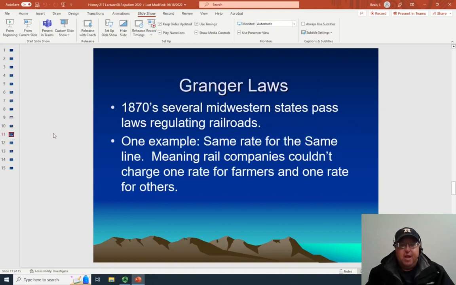Granger laws are more significant in the Midwest, but in the 1870s, several Midwestern states passed laws regulating railroads. One example: the same rate for the same line, and other regulations. This may not appear dramatic to you and me because we're used to a government that interferes with business quite a bit. And so we kind of lose sight that during the 19th century, these Granger laws are pretty radical, as it's an attempt to have government regulate private industry to the benefit of farmers.